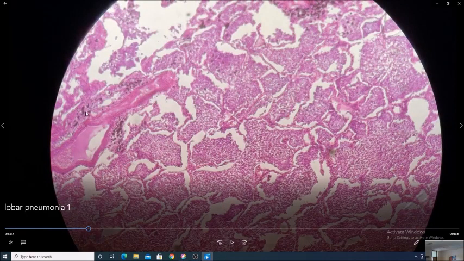Okay. So can you make out these cells? What are they? They all have black pigment, carbon pigment. So carbon-laden macrophages. Okay. What is another finding or feature you can make out?